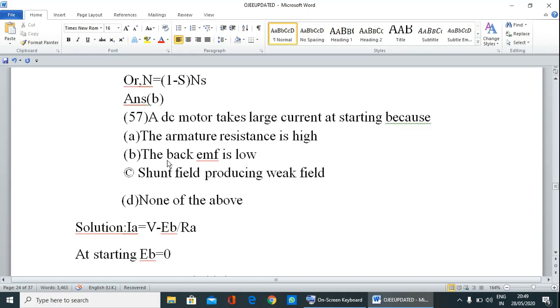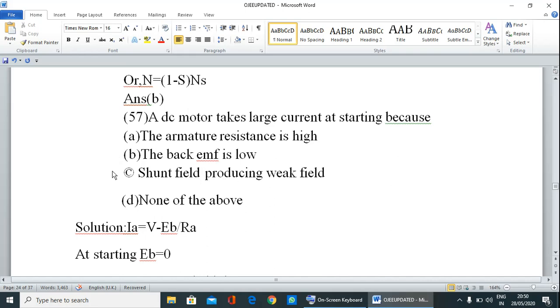Question number 57. A DC motor takes large current at starting because: armature resistance is high, the back EMF is low, shunt field producing weak field, or none of the above. So here the correct answer is the back EMF is low.